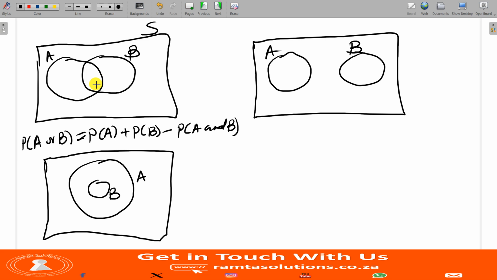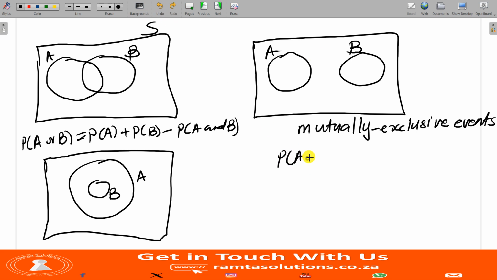With these ones, as you can see, the two events have common elements, so they are not complementary events and not mutually exclusive. But these ones are mutually exclusive events. A and B are mutually exclusive. Therefore, for this particular diagram, probability of A or B is equal to probability of A plus probability of B. So this is Venn diagrams.